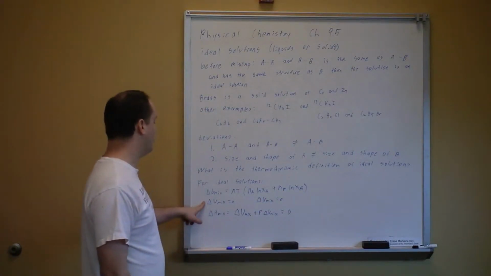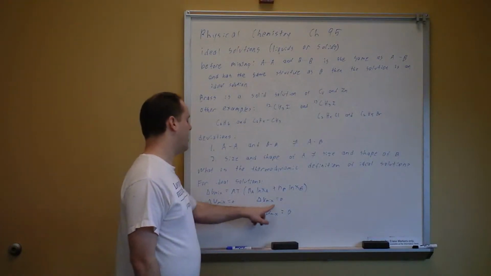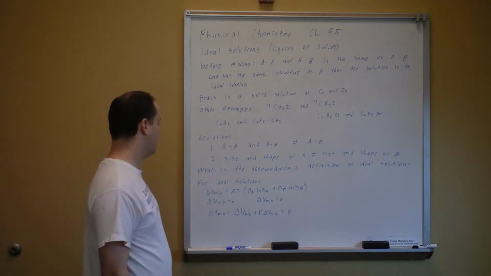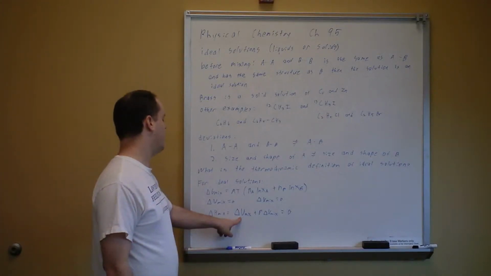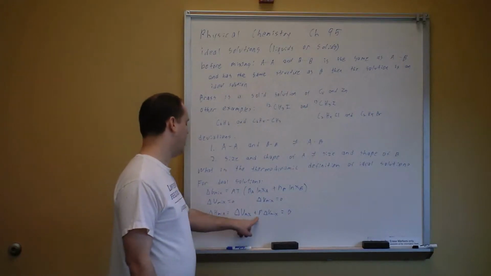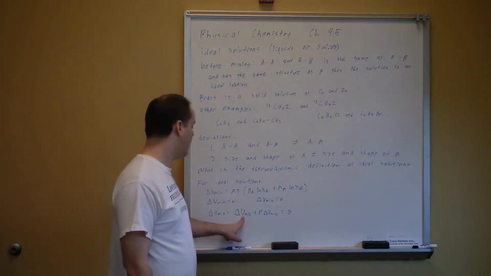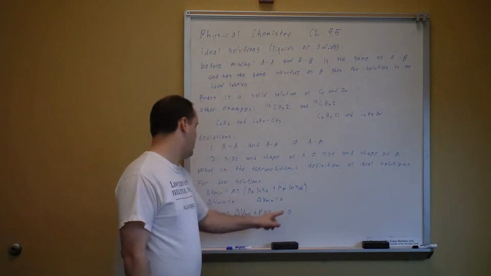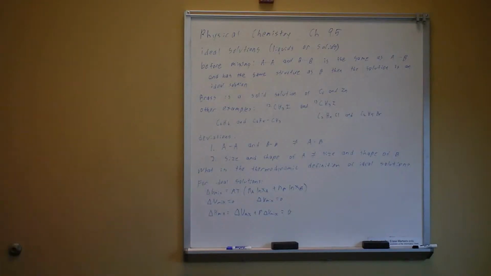Now we know that the change in internal energy of mixing will be equal to 0, and the change in the volume of mixing is going to be equal to 0. Now we know that the change in enthalpy of mixing is going to be equal to the change in internal energy of mixing plus pressure times the change in volume of mixing. This is 0, and this is 0. Therefore, the change in enthalpy of mixing is also equal to 0.